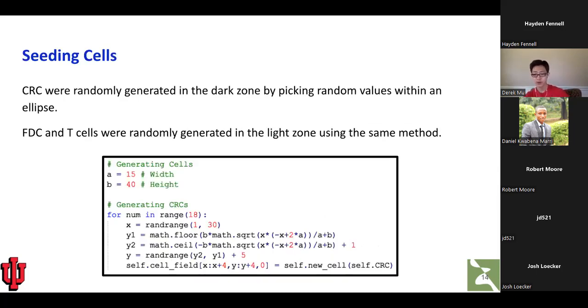So in order to model all the major participating cell types, some cells needed to be seeded in the dark and light zones, and this was done in the Python code. CRCs were randomly generated in the dark zone by picking random values within an ellipse centered in the dark zone. FDCs and T cells were randomly generated in the light zone using the same method. And here is just the ellipse equation, and this for loop indicates that there were 18 CRCs generated.